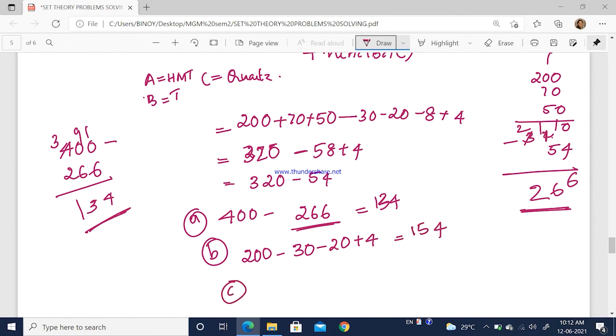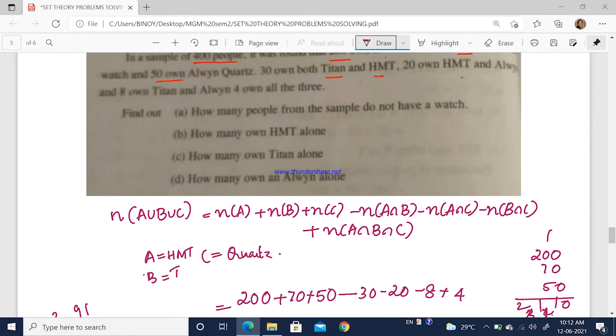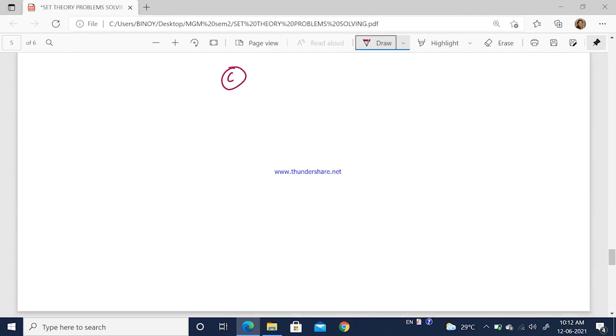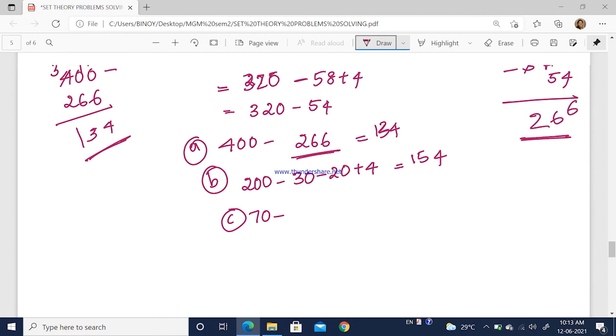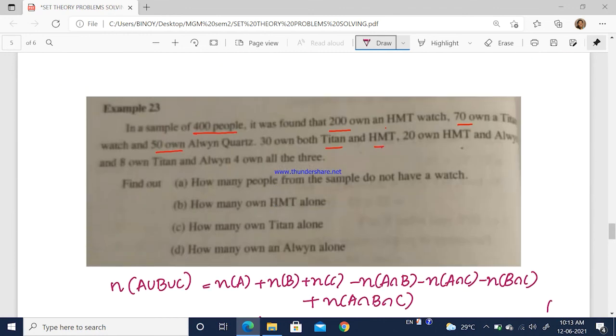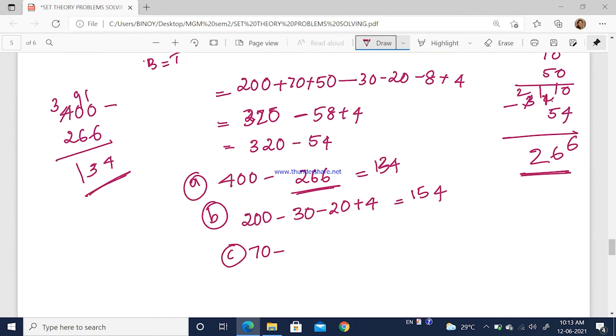Now to find only Titan, it will be 70. The common intersection of Titan and HMT is 30, then Titan and Quartz is 8. So 70 minus 30 minus 8, then the common for all is 4. So we'll get the answer 36.